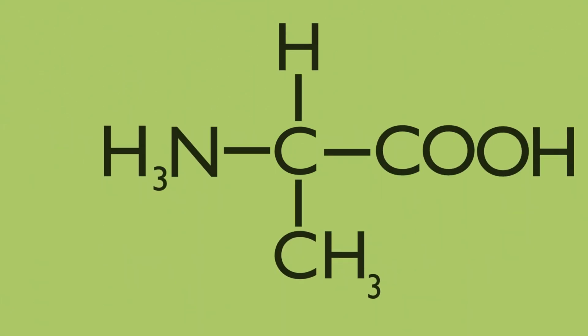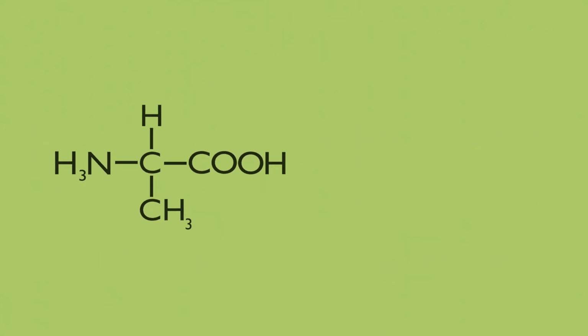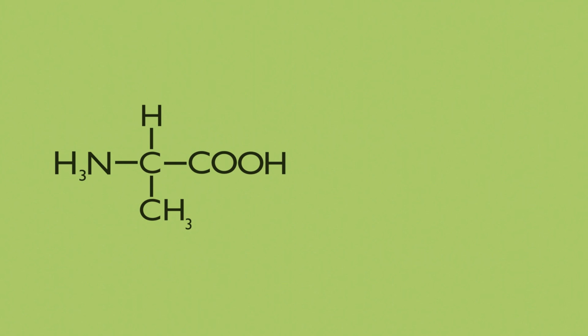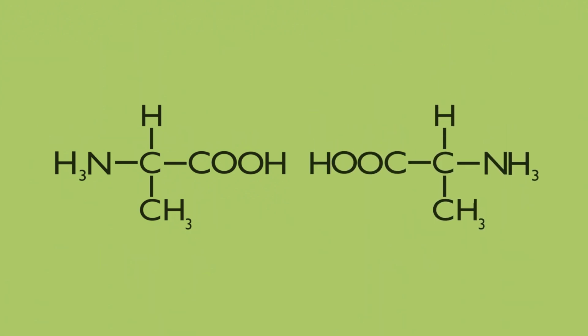The requirements for chirality are a central carbon atom with 4 atoms or functional groups attached, which must all be different. All amino acids except glycine have this property, and they each have 2 enantiomers, the levo-rotation or left, and dextro-rotation or right.